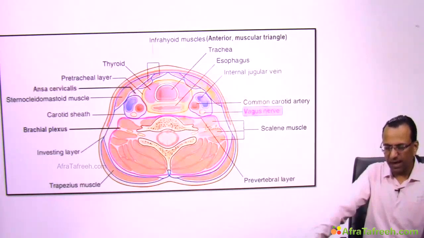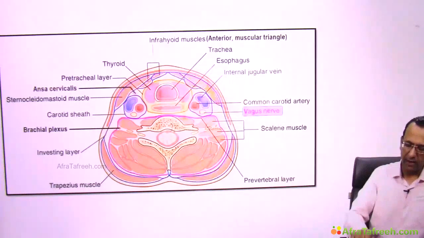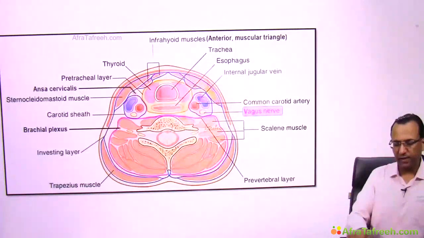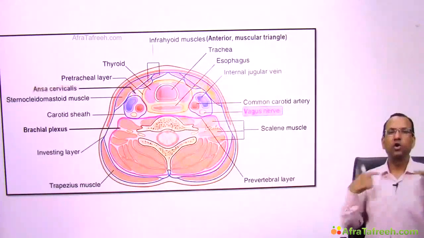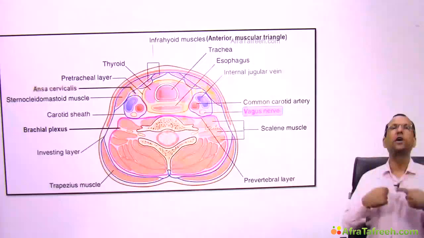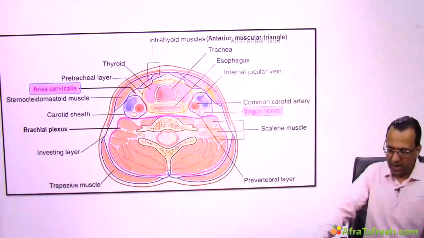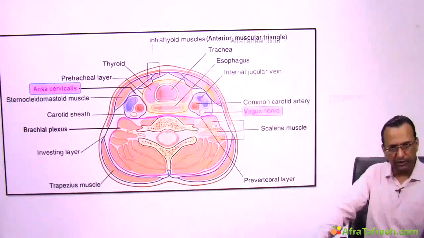Then this must be the ansa cervicalis embedded anteriorly to the carotid sheath. Yes, this is ansa cervicalis embedded anteriorly to the carotid sheath, supplying the muscles like the omohyoid muscle and the sternohyoid muscle there, anterior neck muscle. And then this is the brachial plexus.